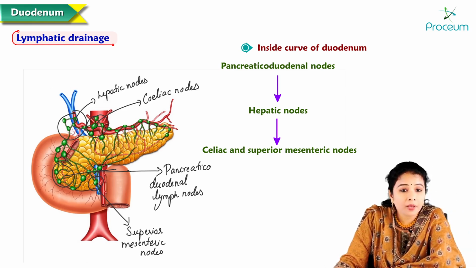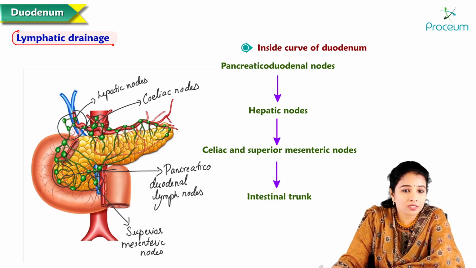So I just repeat, pancreatico-duodenal nodes principally drain from the duodenum, which are along the inside curve of duodenum, and these pancreatico-duodenal lymph nodes further drain into hepatic nodes, which drain into celiac nodes, and the lower part of pancreatico-duodenal lymph nodes drain into superior mesenteric nodes, and these nodes drain into intestinal trunk. So finally all the nodes drain into intestinal trunk and cisterna chyli, and which ascends up as the thoracic duct.